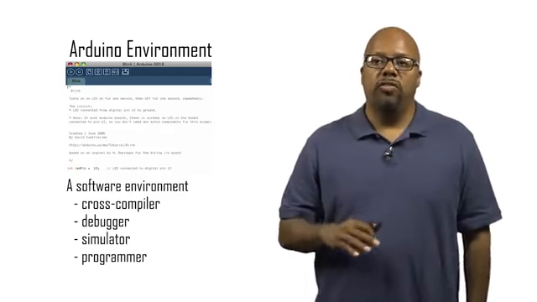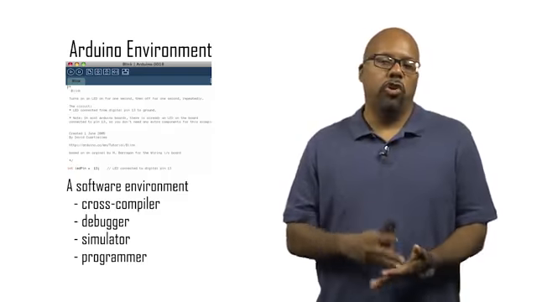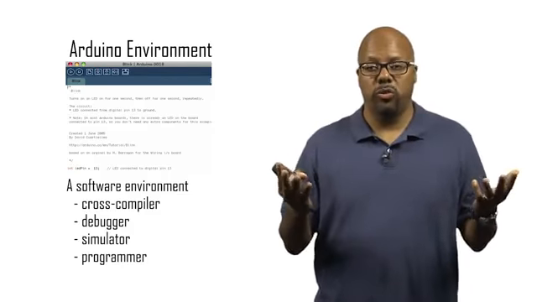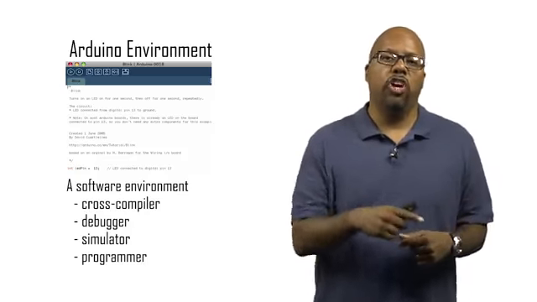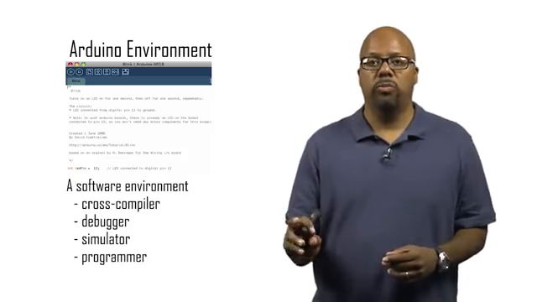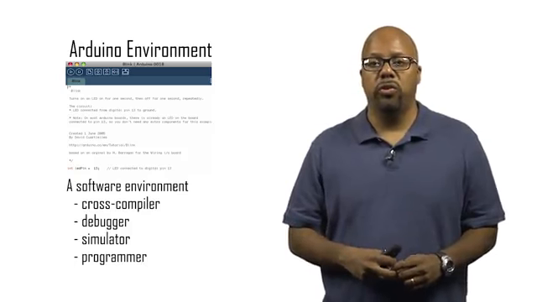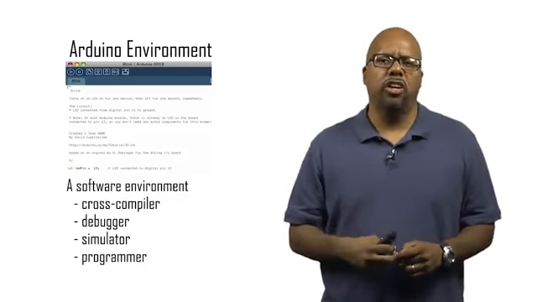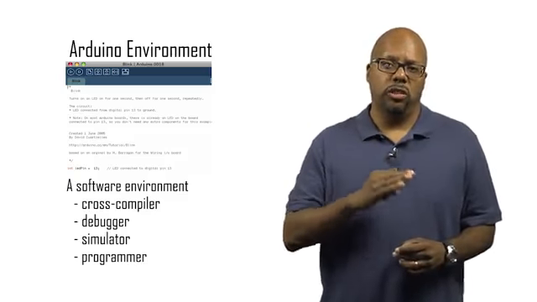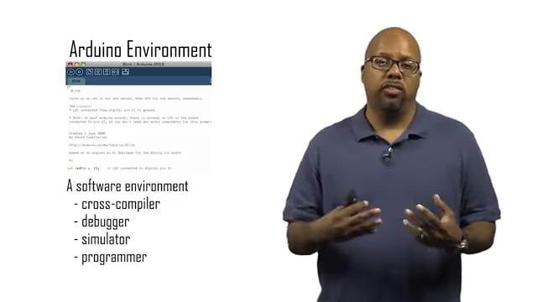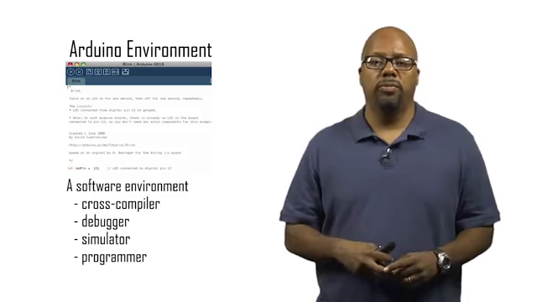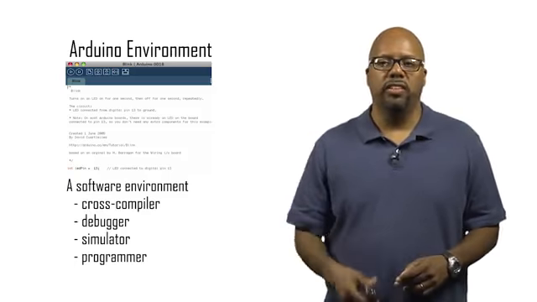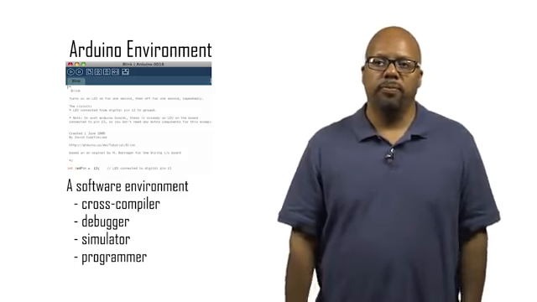But the Arduino environment, you download this, you install it. It's got the cross compiler, meaning it takes your code, your Arduino sketch, and compiles it for the target platform, which is the Arduino's processor, the Atmega 328. Also, it's got a debugger in there. It's got a little bit of a simulator, and it's got a programmer, so it allows you to actually copy your executable code onto the Arduino. So we'll be using that, and that's an important part of the environment. We'll go through it in detail in later slides.